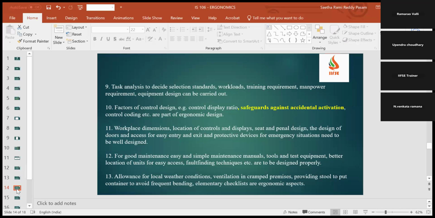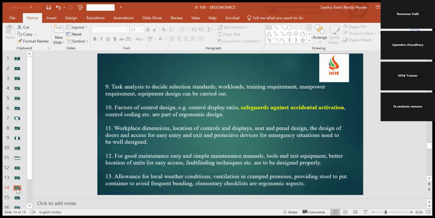So those kinds of techniques or task analysis depend on what type of activity we are performing. So what will be the workload? Is there any training requirement for the people who are working? And also, in case of any equipment we are using, the design of the equipment.